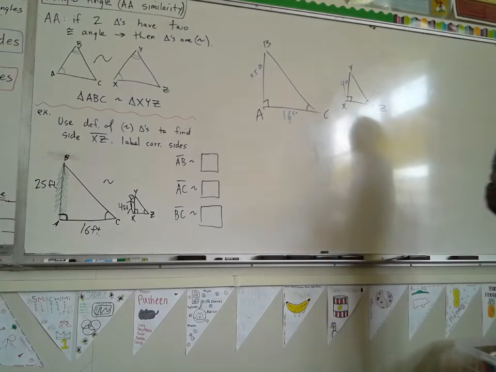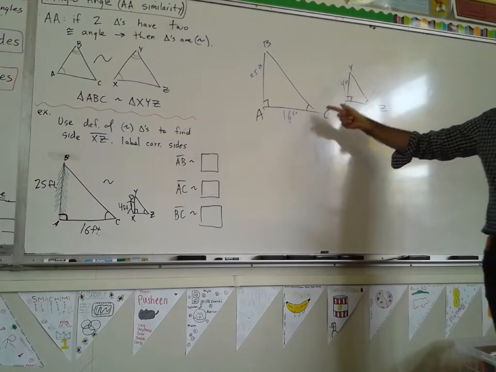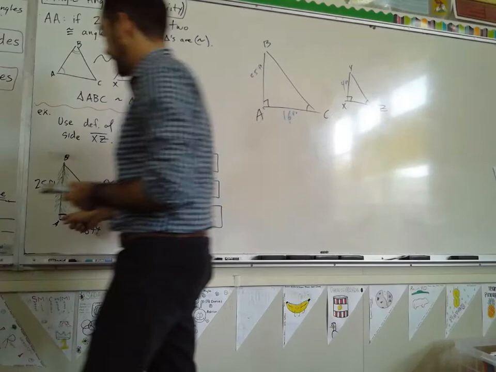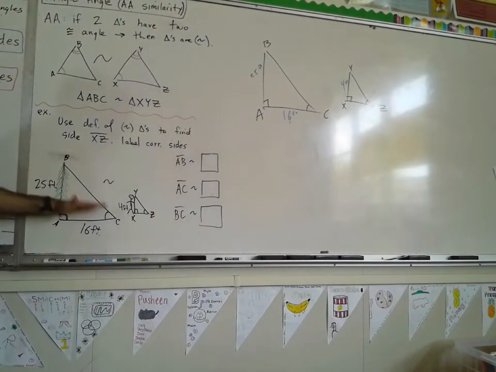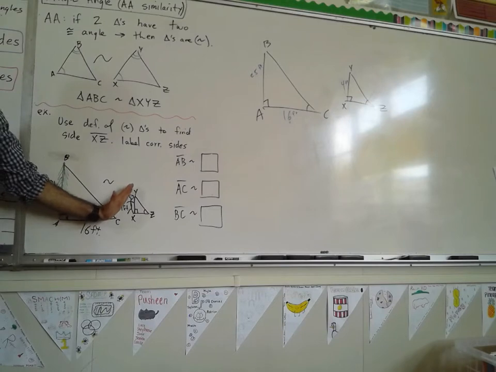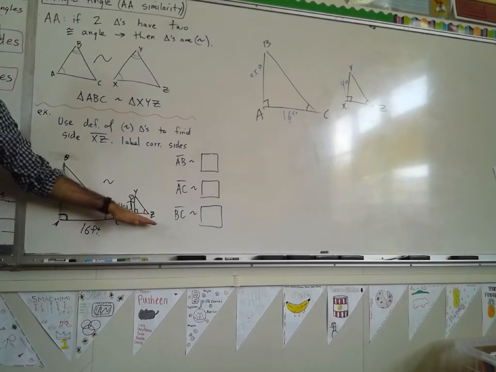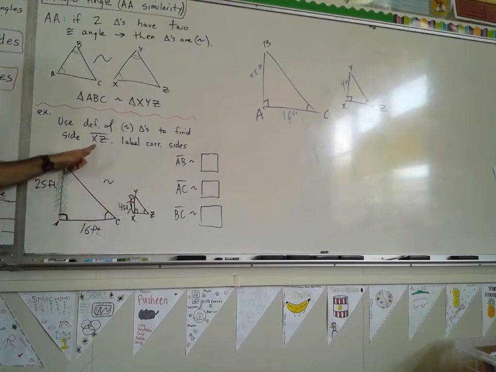So first off, I always draw the two triangles like this. In this example, we have this tree that's 25 feet tall. The shadow that it casts is 16 feet. This kid is 4 feet tall. The shadow that they cast is XZ, and we've got to figure that out. We want to find XZ. How big is the shadow for the kid?